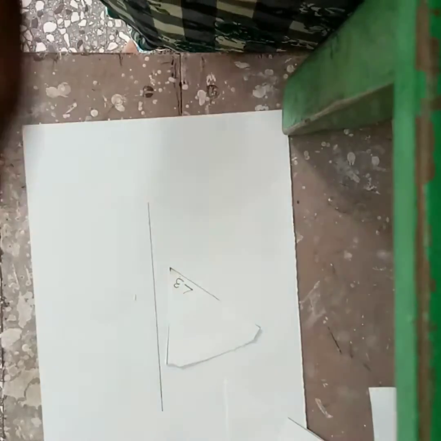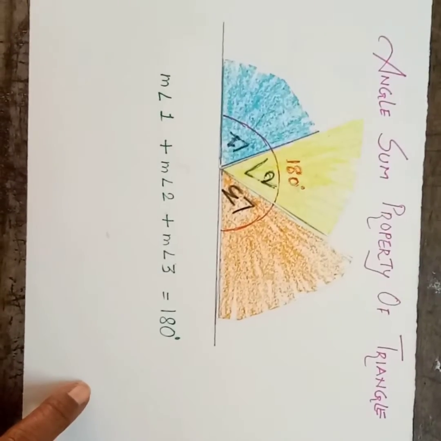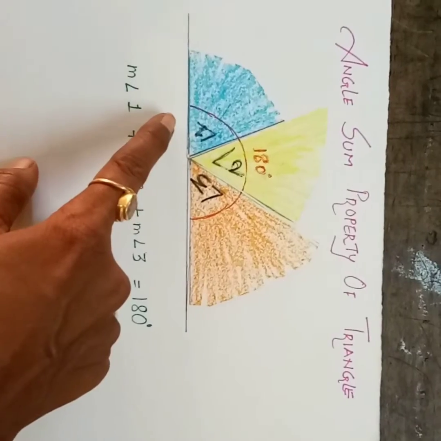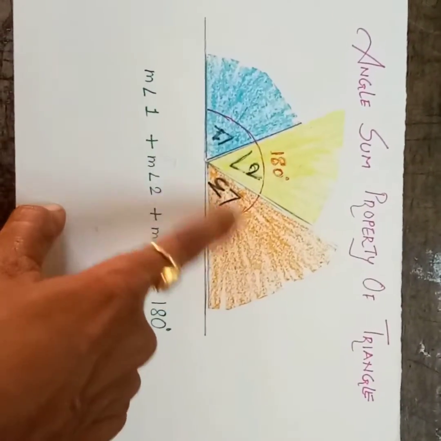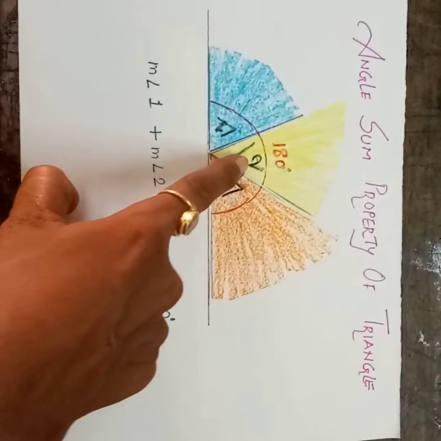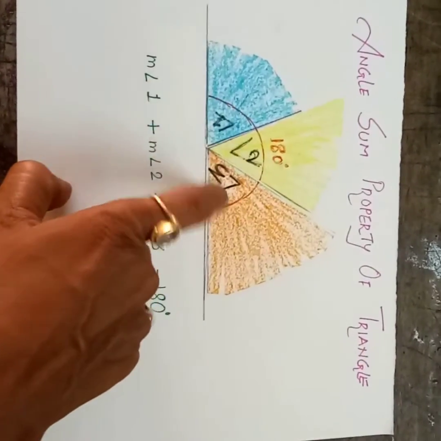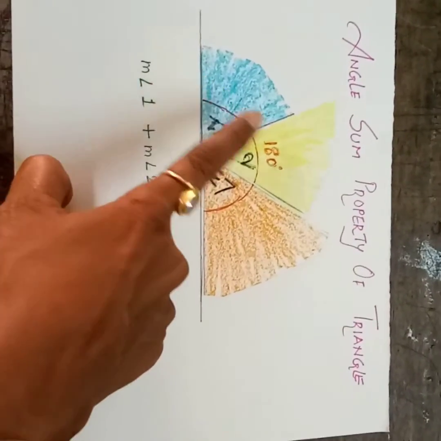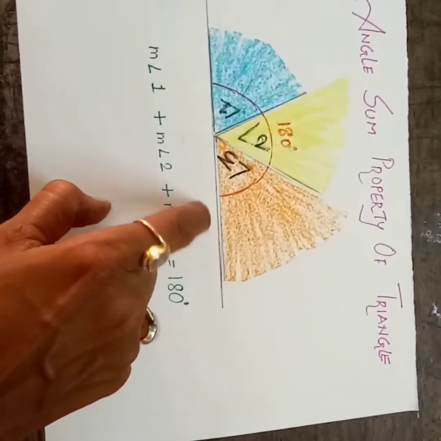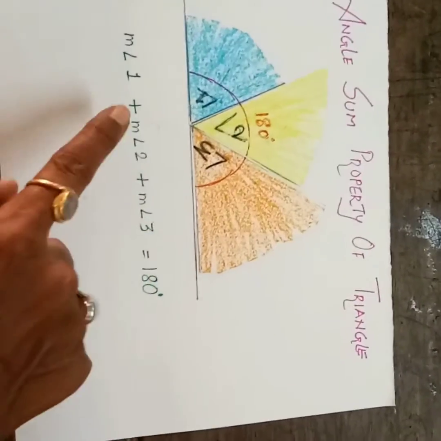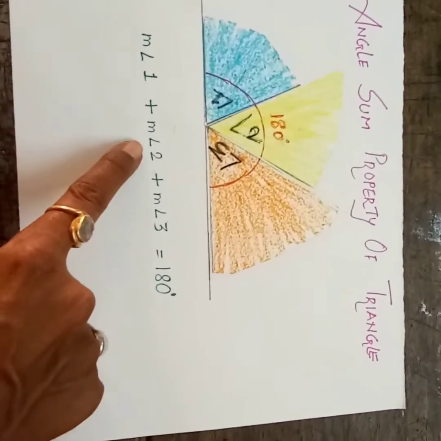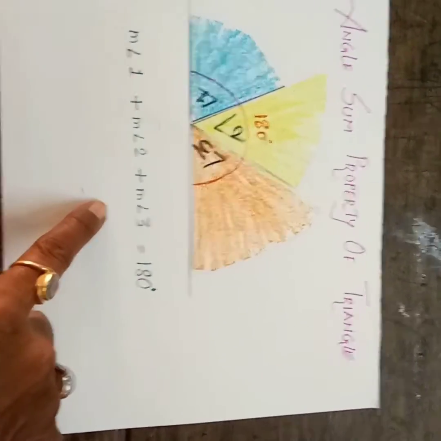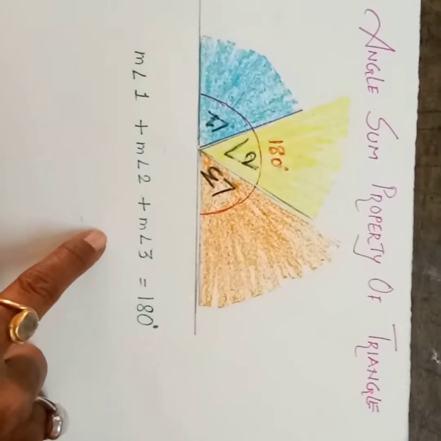Okay students, this way you can also represent it by using color. You can color the portions, that is angle 1, angle 2 and angle 3. You can use separate colors to identify different angles. When you arrange them in such a manner, the sum of all these three angles, that is measure of angle 1 plus measure of angle 2 plus measure of angle 3, is equal to 180 degrees. So this is known as the angle sum property of a triangle.